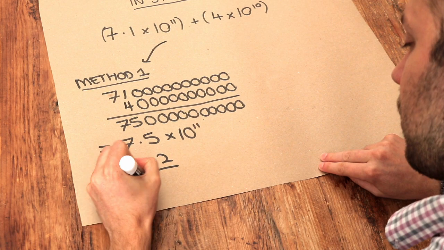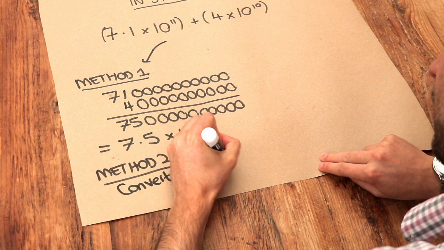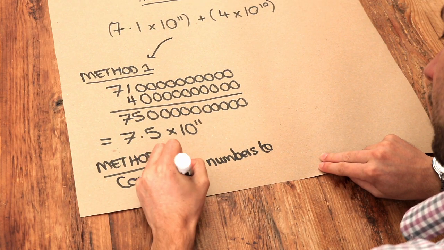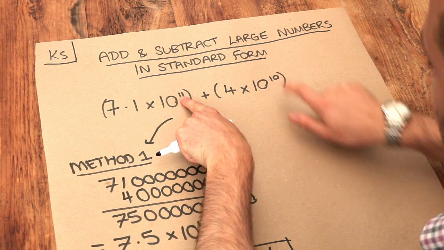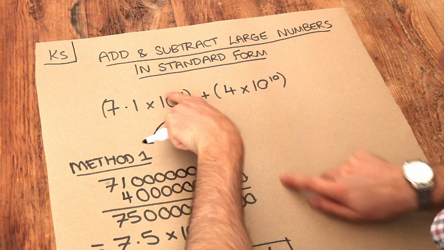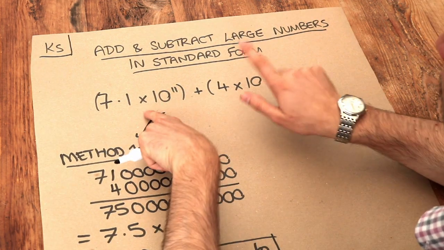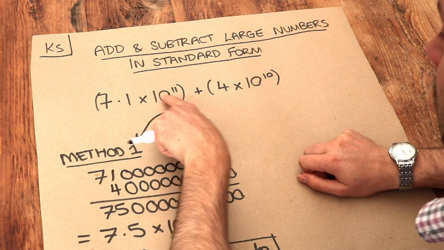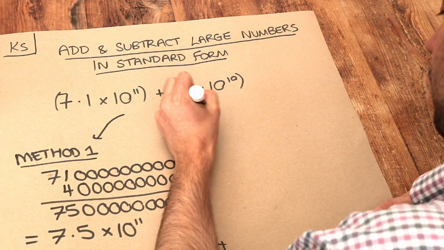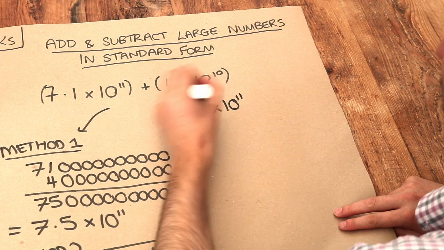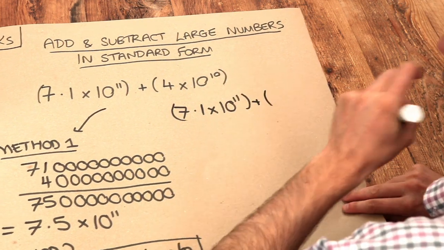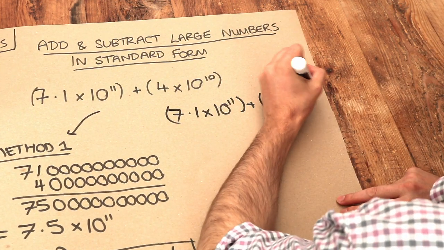You convert the numbers to the higher power. So if we look at these two numbers, this has a higher index than this one. We say this is the higher power. So therefore we want both these numbers to be something times 10 to the 11. Now, this is already 10 to the 11, so that number stays the same. But we want this second number to be times 10 to the 11.